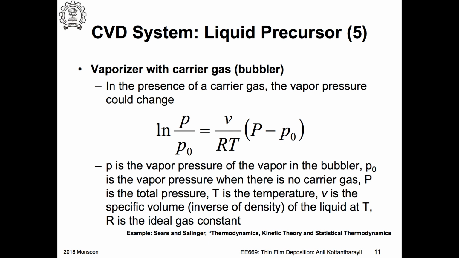So here what you find is a simple equation that relates the vapor pressure of the vapor in the bubbler, and P0 is the vapor pressure when there is no carrier gas. So you turn off the carrier gas. So what is vapor pressure? You have the bubbler at a certain temperature, and it's completely closed. So what would happen now?